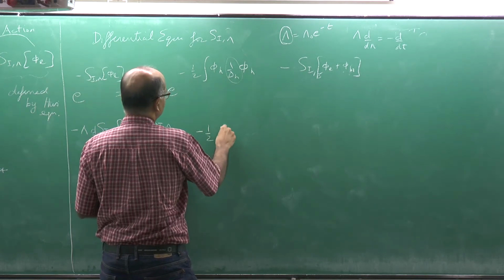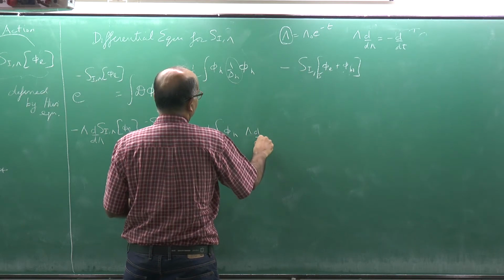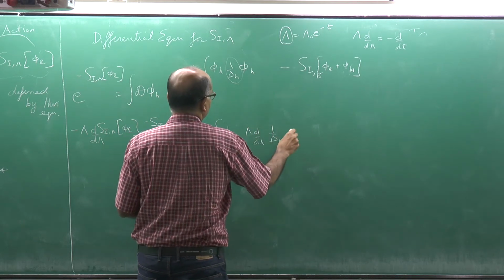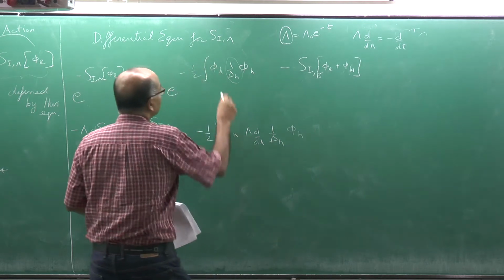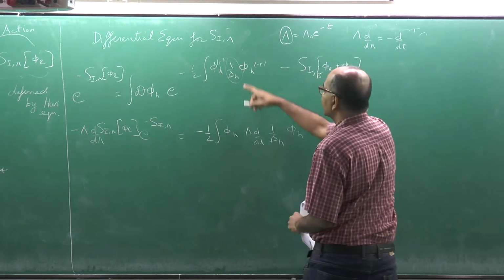So I just write it this way: minus half phi h lambda d/d lambda of 1 over delta h times phi h. So remember, this is all p and minus p. This is true. Times the same thing.